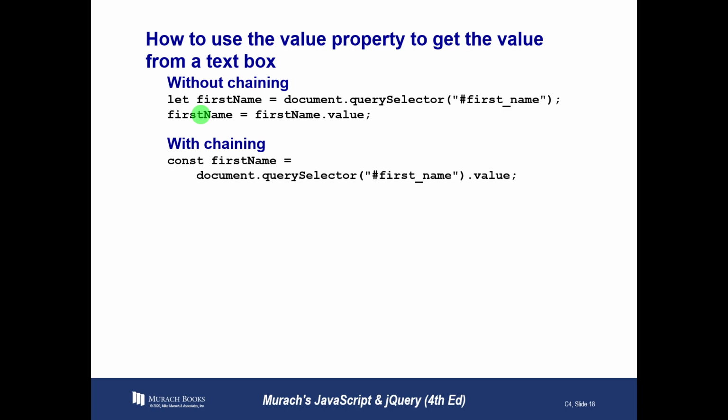Now we can do this with something called chaining. Rather than doing this step 1, step 2, we can write it all in one line and say something like: constant first name equals document query selector first name, and then take its value, all in one step. It still happens in this order. It queries the selector, it finds the first name text box, pulls out its value, and stores it directly in first name. Okay. This is the exact 2 things we did up here, written with one statement.